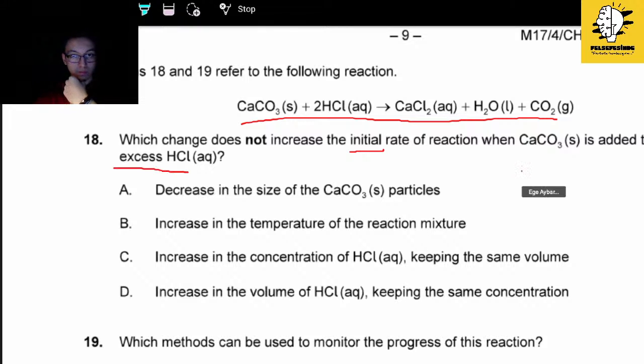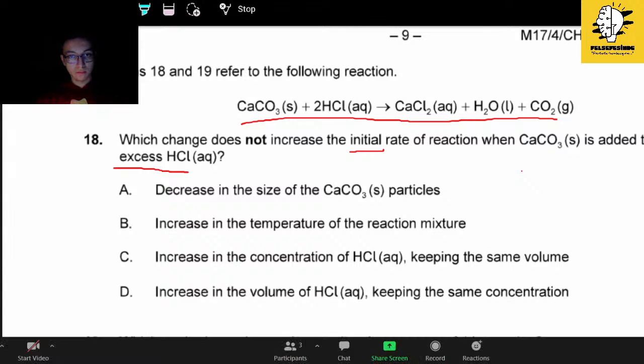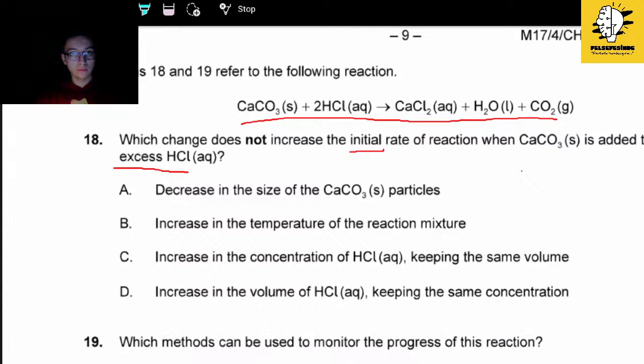Let's hear it. Okay, decrease in the size of the calcium carbonate particles. Yes, for the initial rate of reaction, it would be quite important, because when there is a smaller amount of calcium carbonate at the beginning, it would be less likely for hydrogen chloride and calcium carbonate to collide with each other. There is less probability because there is less calcium carbonate. So yeah, it would definitely impact. So A is not our answer. Increase in the temperature of the reaction mixture.